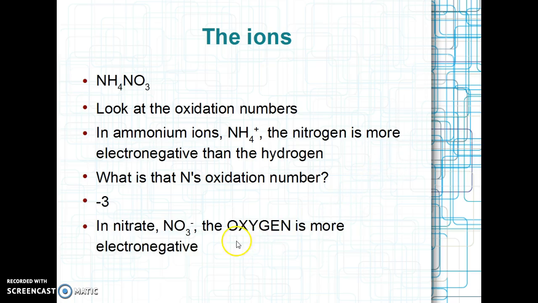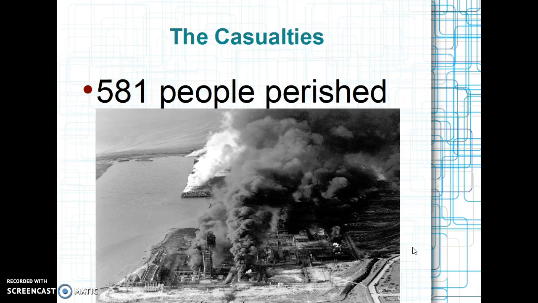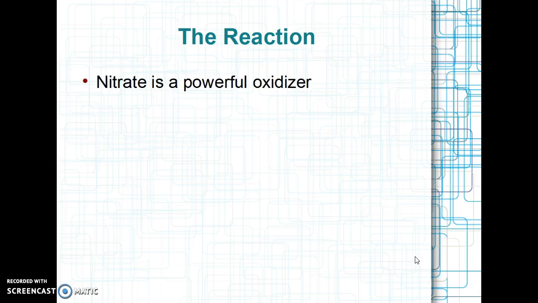In nitrate, the oxygen is more electronegative. The oxidation number of this nitrogen in nitrate is +5. The oxidation numbers are different in the two ions. Here's the ultimate physical toll to people: many injuries and 581 deaths. The reaction? Well, we're not quite sure what was going on in the hold of that ship, but we know that nitrate is a powerful oxidizing agent, and ammonium ions are a powerful reducing agent.